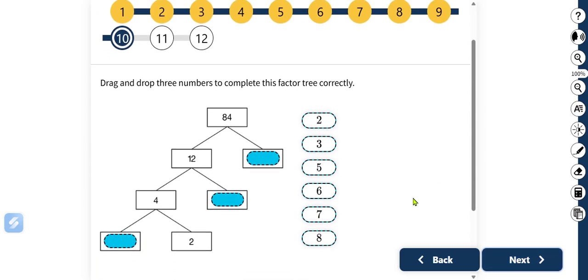Now here you have to drag and drop 3 numbers to complete this factor tree correctly. Simply, 84 divided by 12 is 7, and again 12 divided by 4 is 3, and 4 divided by 2 is 2. So when you multiply the numbers, you get 2 times 2 is 4, 4 times 3 is 12, 12 times 7 is 84.